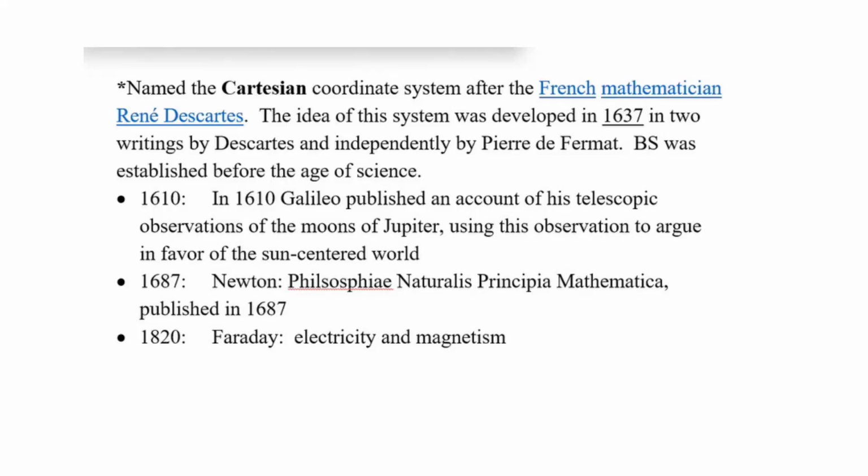Named the Cartesian coordinate system after the French mathematician René Descartes, the idea of this system was developed in 1637 in two writings by Descartes and independently by Pierre de Fermat. BS was established before the age of science. In 1610, Galileo published an account of his telescopic observation of the moons of Jupiter, using this observation to argue in favor of the centered world. In 1687, Newton's Mathematics was published, and in 1820, Faraday showed electricity and magnetism.